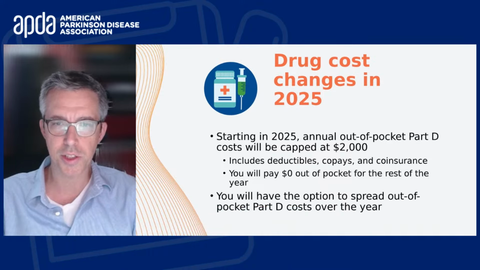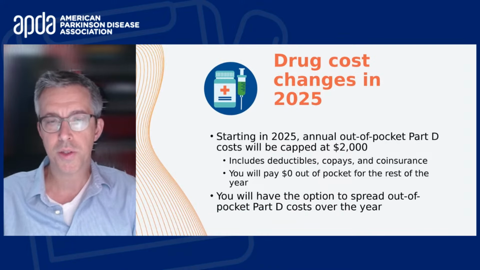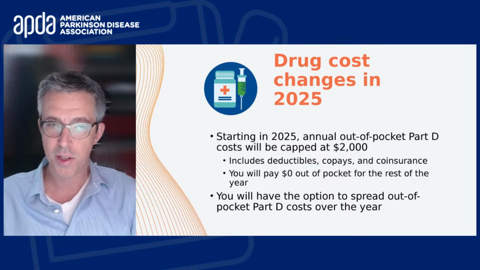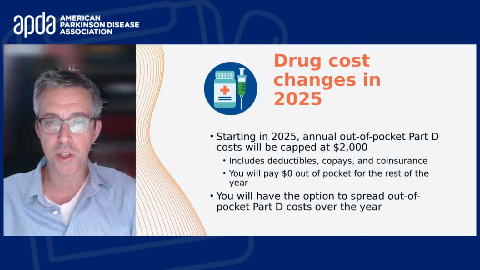Drug cost changes in 2025. Starting in 2025, annual out-of-pocket Part D costs will be capped at $2,000. This is courtesy of the Inflation Reduction Act. This includes deductibles, copays, and coinsurance.